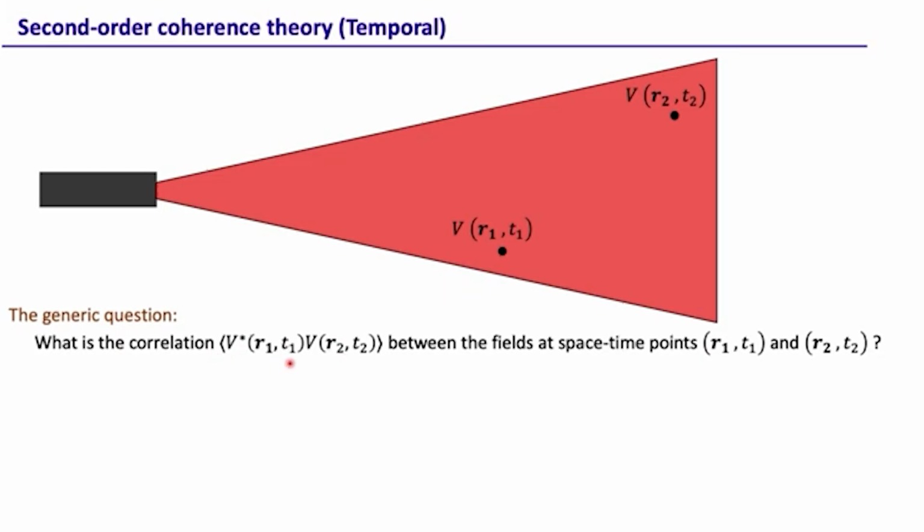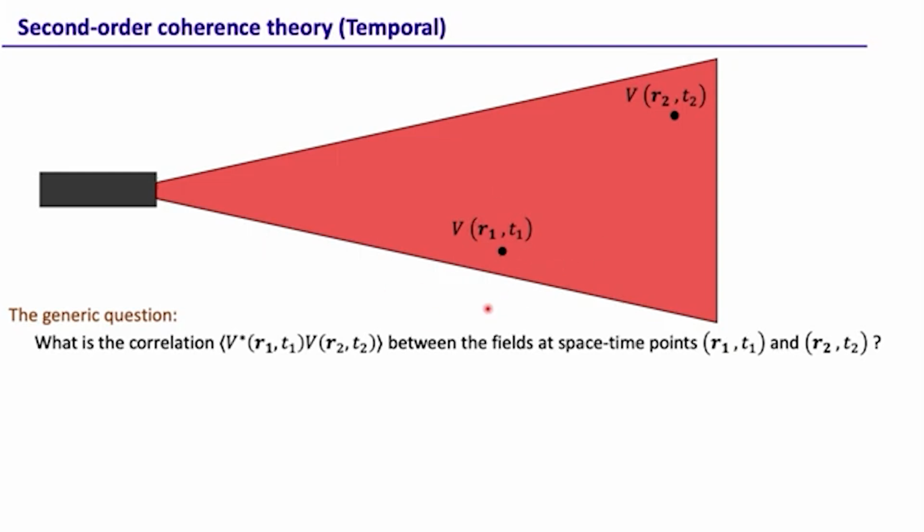We can also ask what the field correlation is at the same point but at two different times. In that case it would be V star T1 T2. We can also ask what happens to the correlation between the polarization here and the polarization there, and again it's the same kind of correlation function that we need to construct. So it's the same generic question which we can ask in different contexts, involving just space, just time, both space and time, only polarization, space time polarization, everything.